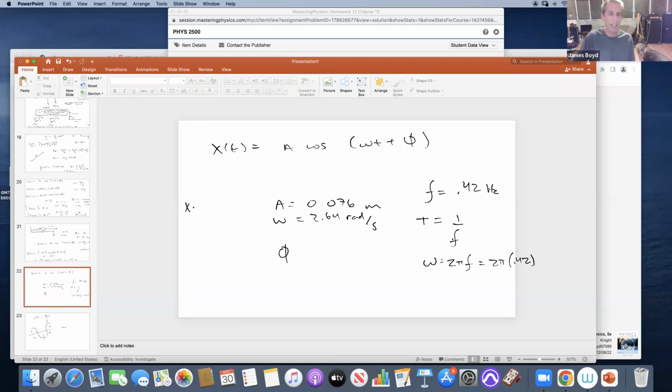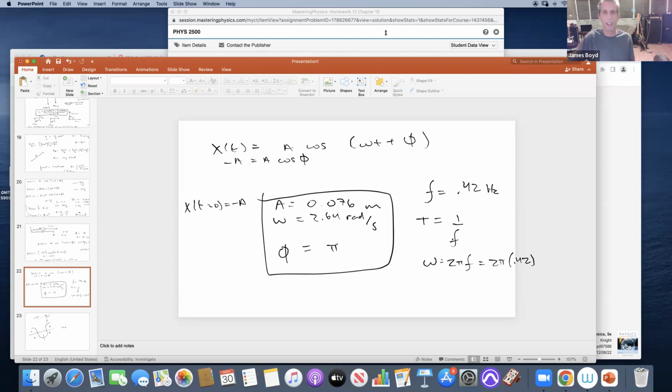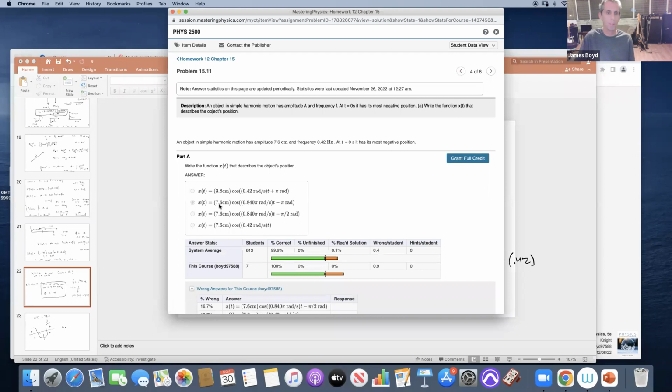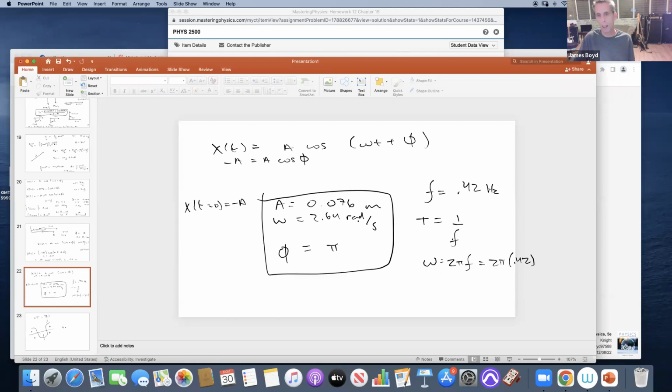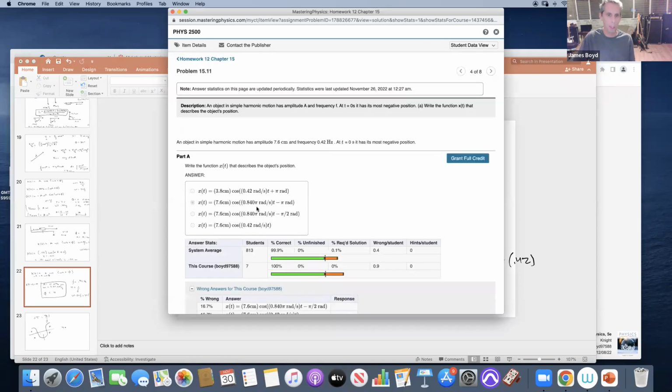And then finally, my phase. I'm told that when t is equal to 0, x is negative A. Therefore, I need x to be negative A, equal to A cosine of b when t is equal to 0. That means cosine of b has to equal -1. That means this has to be pi. So I know these 3 things. 7.6 centimeters, that's my A. 0.84 pi is 2 times 0.42 times pi. So 0.84 pi times t minus pi.